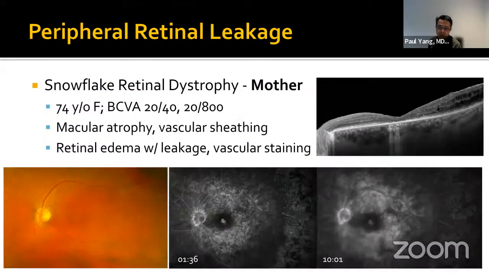Okay, and that was actually the daughter. This is the mother, and you can see much more advanced. The degeneration has progressed into the posterior pole. That posterior pole no longer looks normal. You see macular atrophy. You see vascular sheathing. There's retinal edema with leakage, as well as vascular staining on fluorescein angiography.